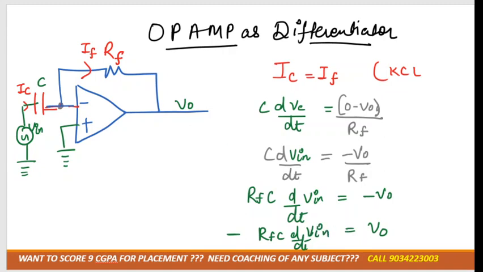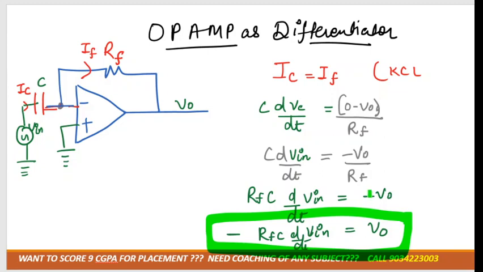d by dt means we are having the differentiation. So we are having the final output, that is, the output voltage is equal to the resistance multiplied by the capacitance into d by dt of V in. So this is our final conclusion for the op-amp as a differentiator.